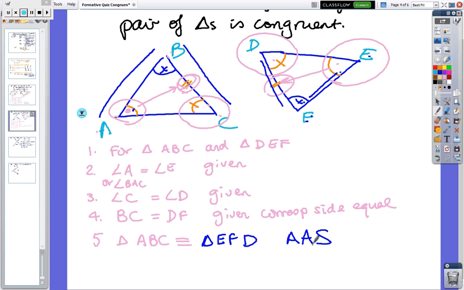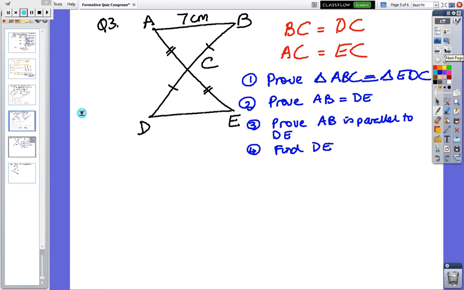Let's come across and do another one. We're told in the information BC equals DC, that was on the diagram anyway, and AC equals EC. It didn't need to be told to you, it was on the diagram. We have to prove the triangles are congruent and then do some other information. Have a look at that question and see if you can have a go.